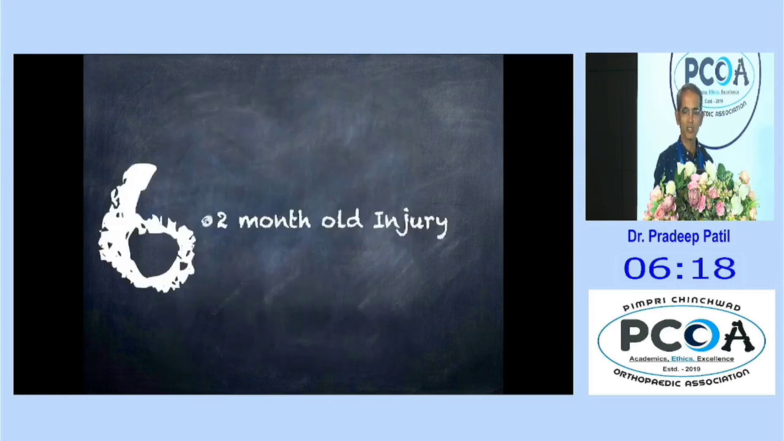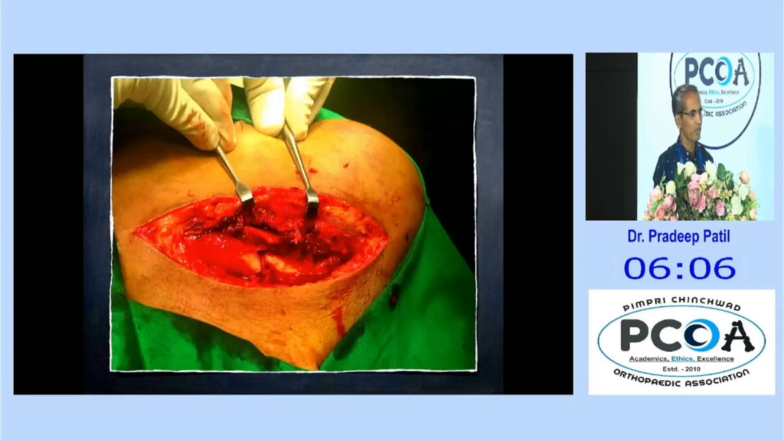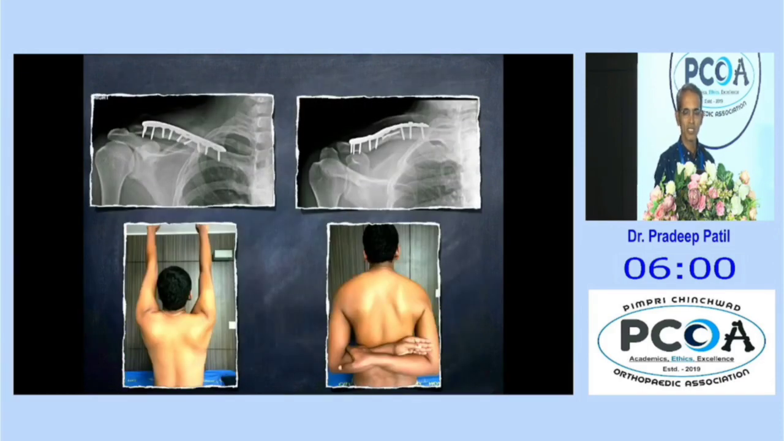So another case is a 2-month-old injury. The medical practitioner refused to take treatment initially. Then at 2 months, this was his presenting picture. Then he decided for open reduction. The fragment was usually displaced, so that was again neutralized with the screw and fixed with the neutralization plate. So these are his X-ray pictures and clinical results.